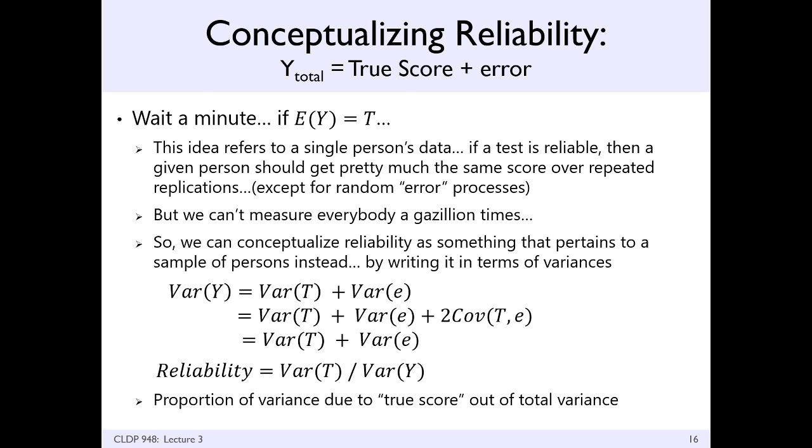But in practice, we don't give the measure over and over and over again. We give it to lots of people instead. And then we look at the properties across people. So this is different in theory than what you would think it would be. So we can talk about the variance of the total as part true, part error. By definition, true and error are supposed to be uncorrelated, so they drop. So then you get back to this original formula.